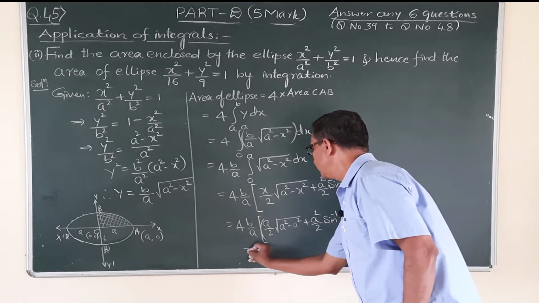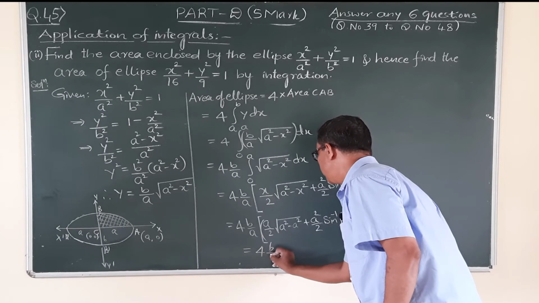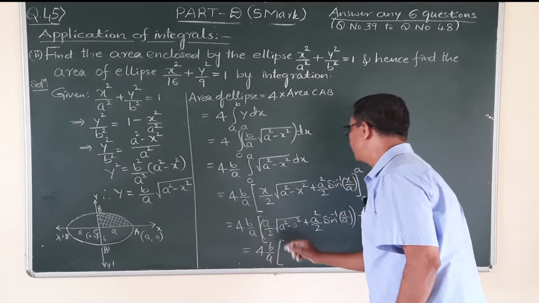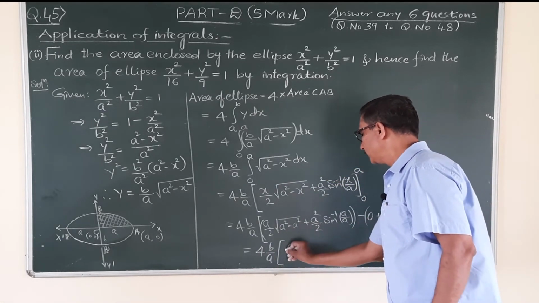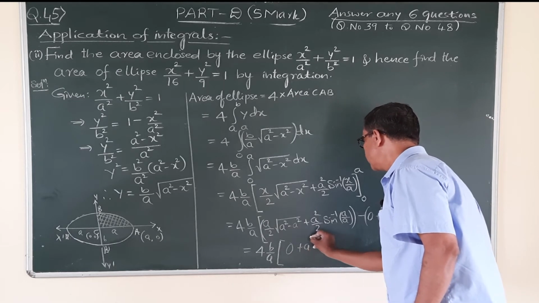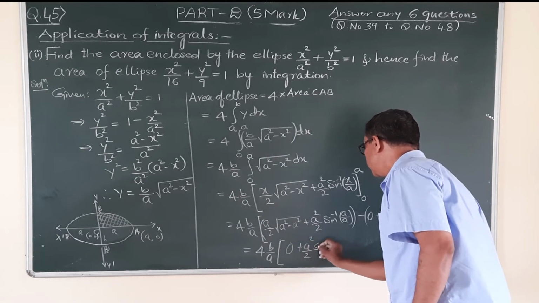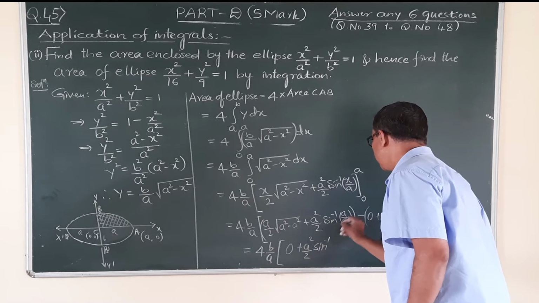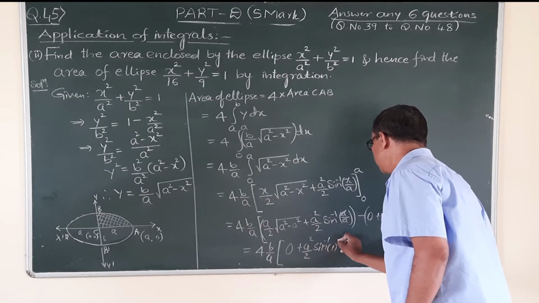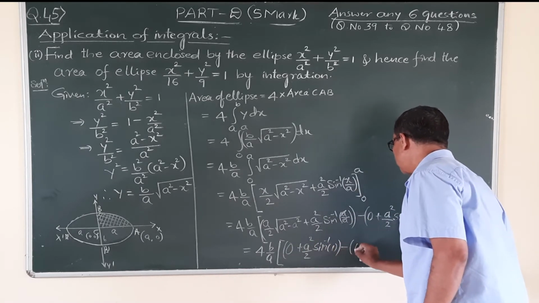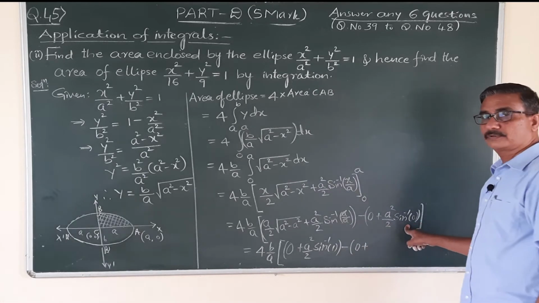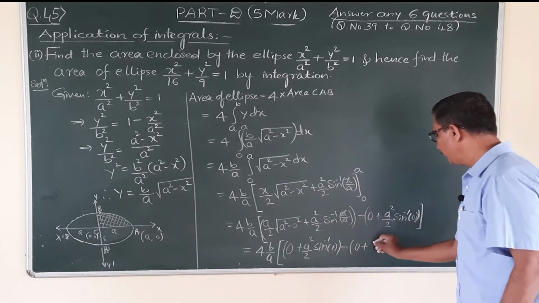Then simplify 4 times b by a into root of a square minus a square, 0 plus a square by 2 sin inverse of a by a, cancel, that is 1. This is upper limit minus lower limit: 0 plus sin inverse of 0 is 0. 0 into any number is 0.